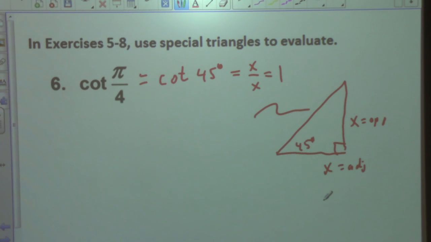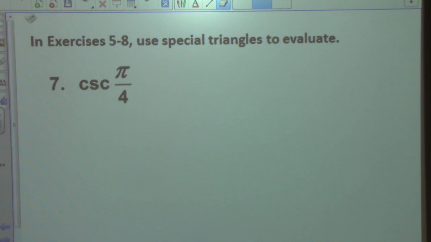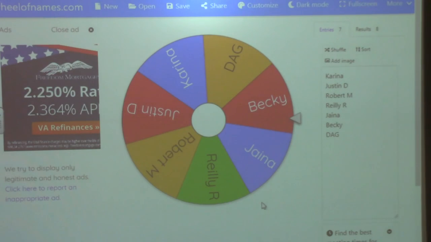What's the hypotenuse? X square root of 2. Yeah. So your hypotenuse, Elizabeth was asking, is going to be x square root of 2. So that could be helpful, right? Yeah. Could be. Okay. Next, we have this one here, cosecant pi over 4.